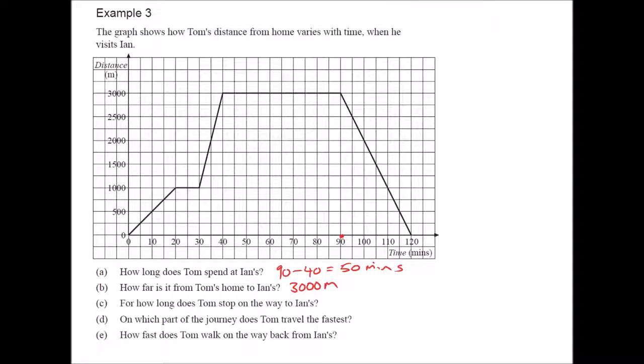C. For how long does Tom stop on the way to Ian's? Well, on his way there, we can see there's this stopping point between here and here. Well, from 20 to 30 is 10 minutes.